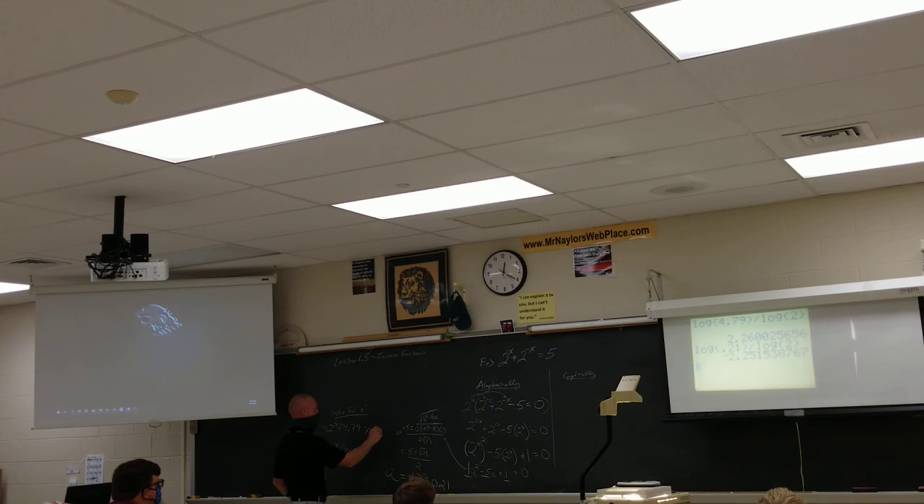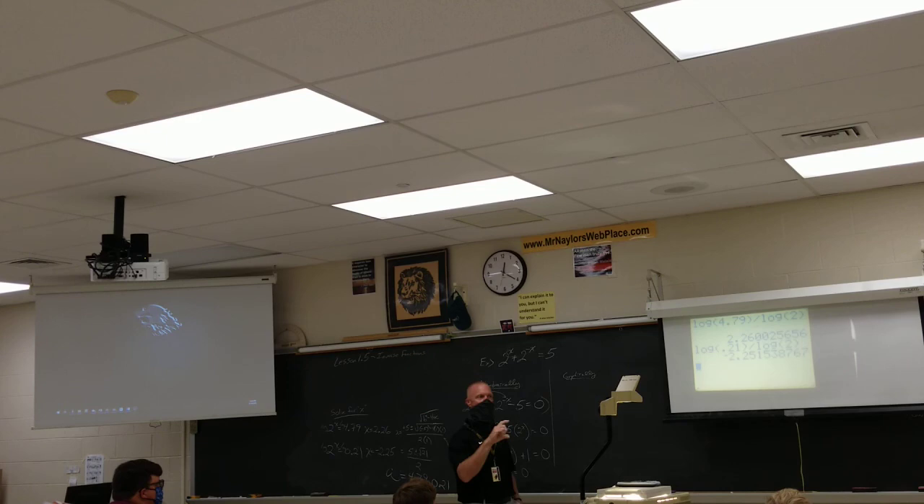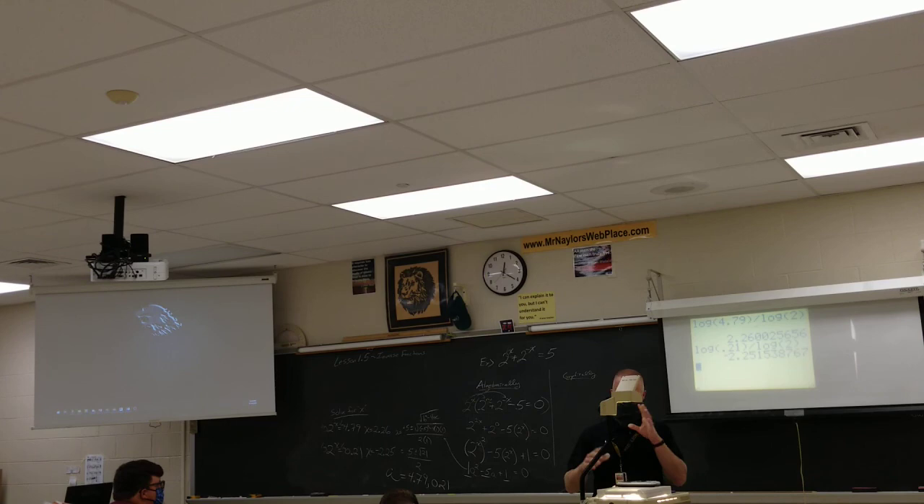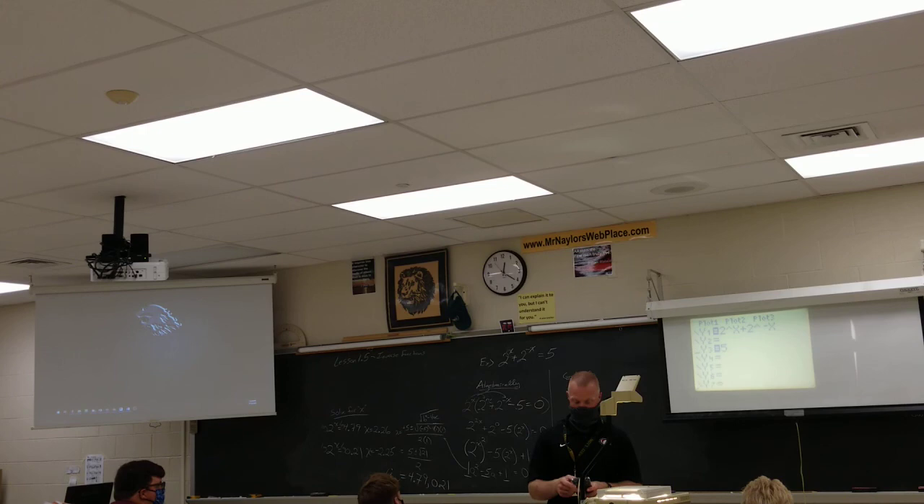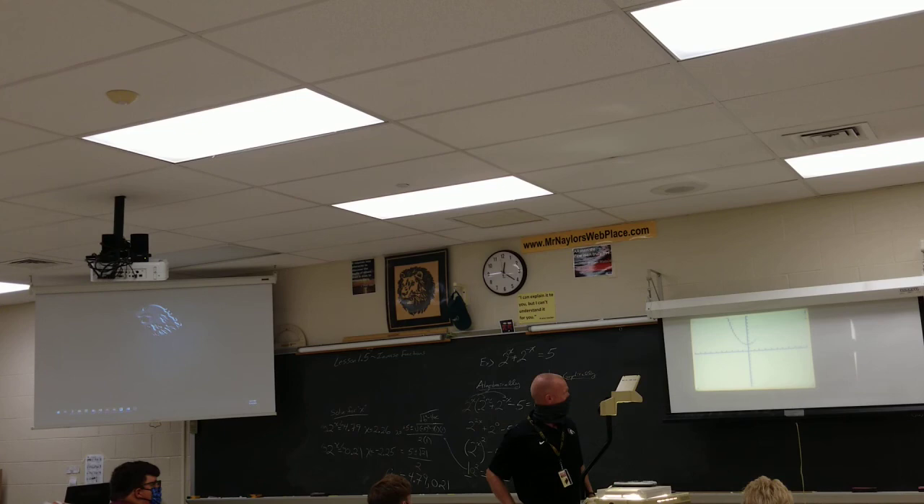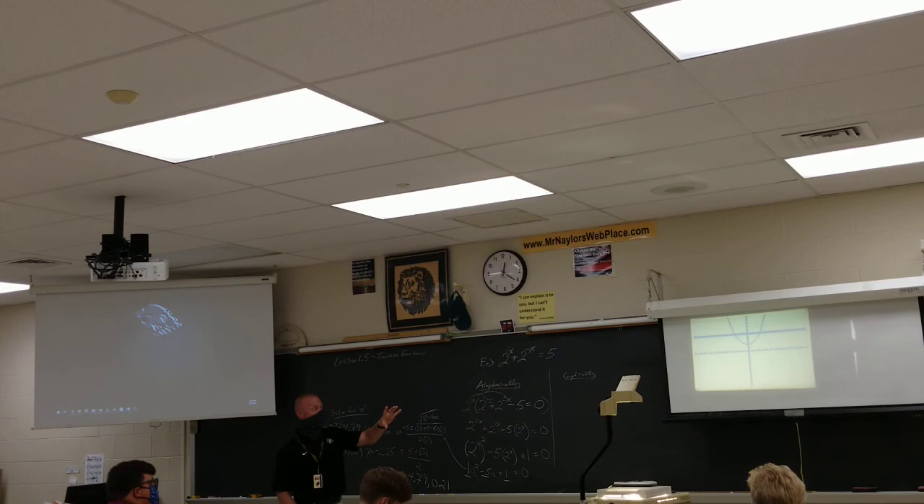Now I'll share with you that these answers are actually supposed to be exactly opposites, but there's been so much rounding that they get off by a hundredth. You'd be fine if you wrote this down. But when you look at the graph, oh yeah, there was this graphing method that I said not to do first, you end up with a confirmation of what we did. Both those intersection points are at 2.25 and negative 2.25.